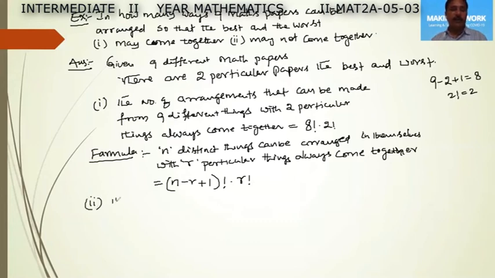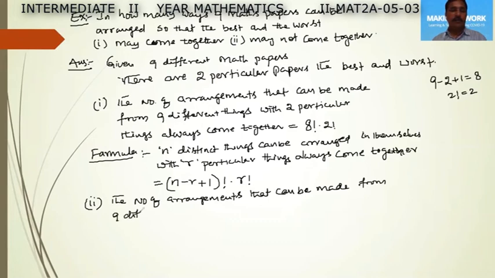the number of arrangements that can be made from 9 different things with 2 particular things that do not come together.